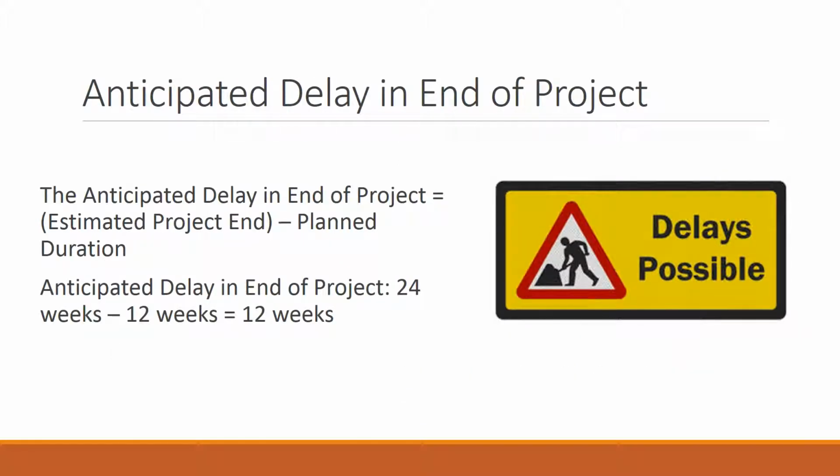The anticipated delay and end of project can be calculated by taking the estimated project end minus the planned duration. The estimated project end is equal to 24 weeks minus the 12 weeks of planned duration. Again, here we can see that this project is expected to take twice as long to complete than expected.